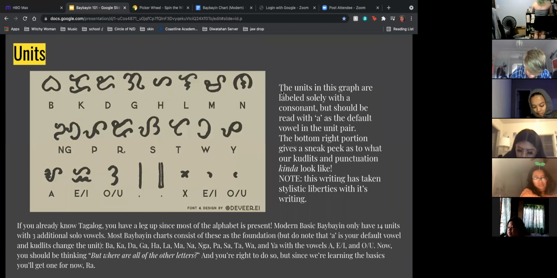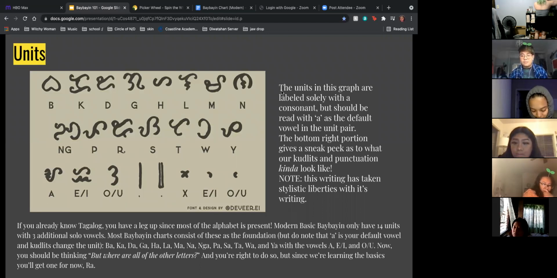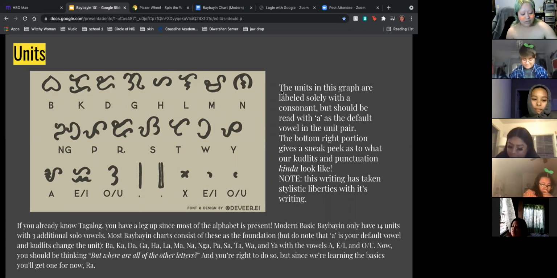So if I'm understanding it correctly, Baybayin is following more on the syllables, right? How you pronounce it.